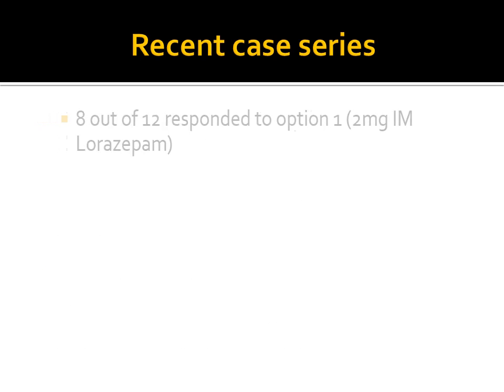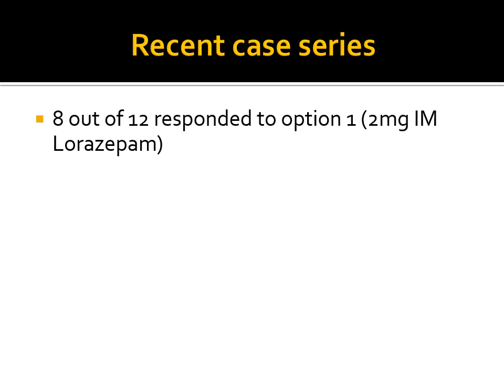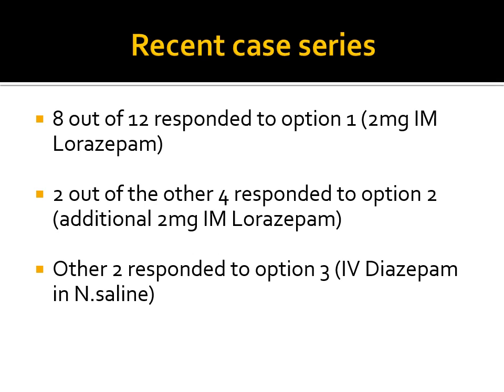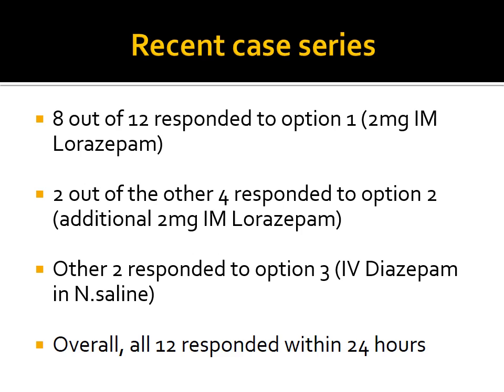What did they find? 8 out of the 12 patients responded to just one dose of 2 milligrams of IM lorazepam. 2 out of the other 4 responded to the second injection of lorazepam, while the remaining 2 responded to the intravenous diazepam. So all patients responded to treatment, and all of them responded within 24 hours, which is quite remarkable when you consider how dramatic the catatonic presentation can be.